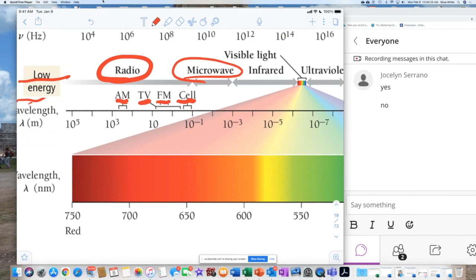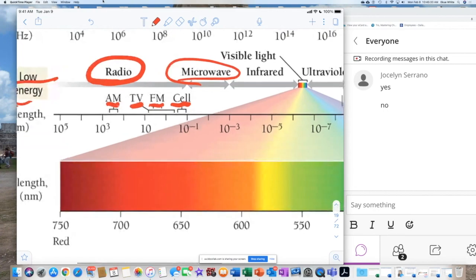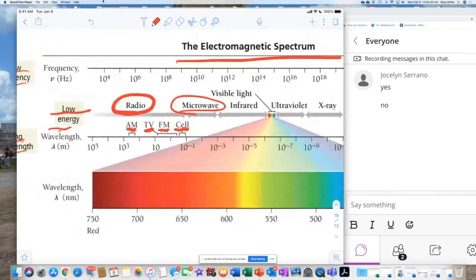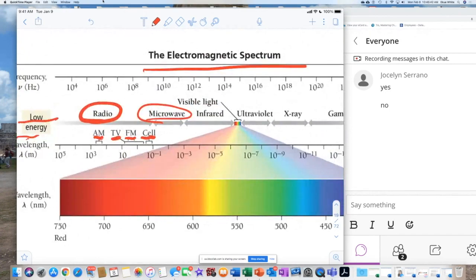We do use microwaves now, but there was a time when you couldn't even get one into the country because they said you can't have a microwave, it's bad for you, it's going to ionize your cells. So as we start moving right in this chart, in the spectrum, you see the energy of the waves become higher, or they begin to increase.